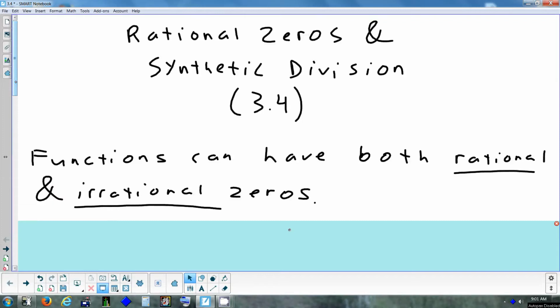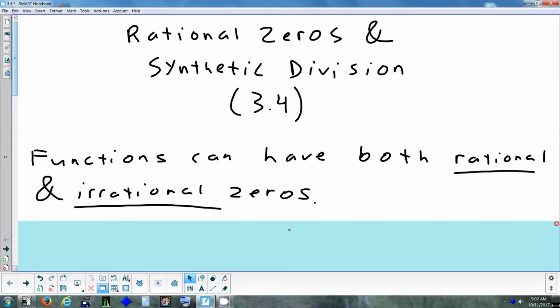All right, so when you're solving an equation and finding the roots, functions can have both rational and irrational zeros. What does it mean if a number is rational? Remember? Yeah, Leo? It's a real number. Well, irrational is also a real number. Rational and irrational together make up the whole set of real numbers. But does anybody remember what it means for something to be rational?